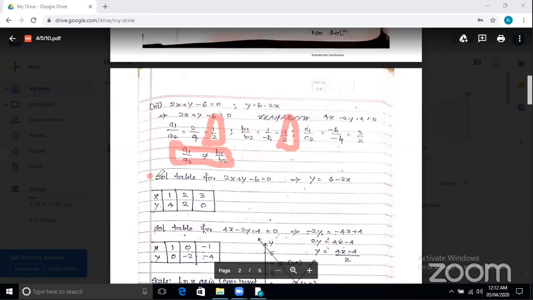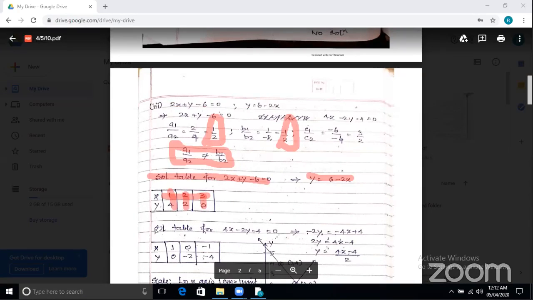Now what is the table for this? y is equal to 6 minus 2x. Any doubt? No doubt, sir. Take any value of x, 1, 2, 3. Therefore, if you take 1, 6 minus 2 is equal to 4. Similarly, if you take 2, 2 2s are 4, 6 minus 4 is equal to 2. If you take 3, 2 3s are 6, 6 minus 6 is equal to 0.